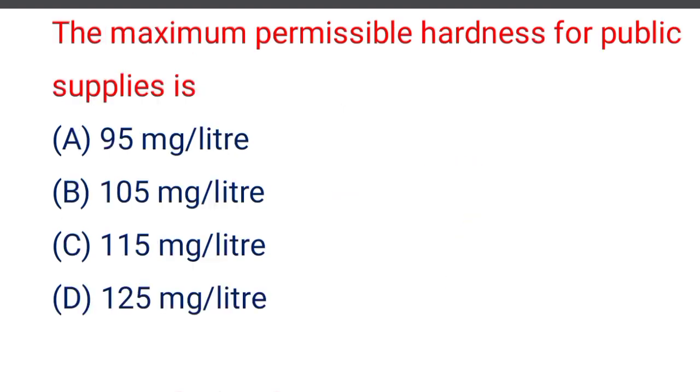Next question, the maximum permissible hardness of the public supply is option A 95 mg per liter, option B 105 mg per liter, option C 115 mg per liter, option D 125 mg per liter. The correct answer is option C 115 mg per liter.